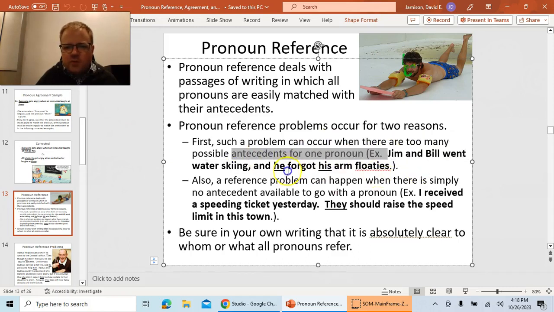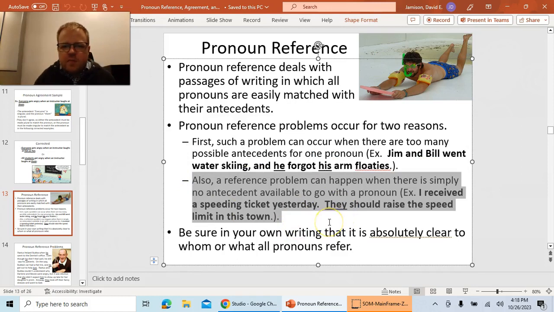Jim and Bill went water skiing and he forgot his floaties. The problem with this one is we don't know who he and his is referring to. It's either referring to Jim or Bill, but we don't know which one. And so you would need to go ahead and just use the actual name instead of he here.